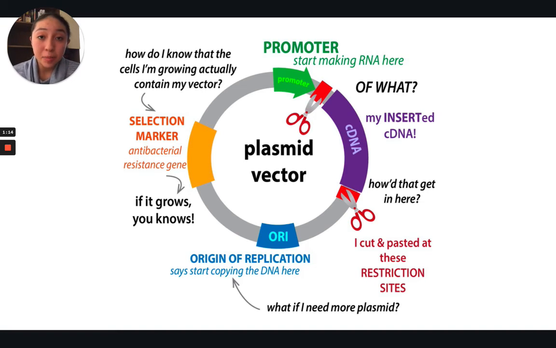Finally, we have the antibiotic resistance gene, and this is very useful as well. It also evolved with bacteria so they could survive in antibiotic environments. For example, in the early days of medicine, scientists discovered that bacteria could create antibiotic substances that would allow them to survive. And so we can actually use this in our times to select for bacteria that actually got our plasmid.